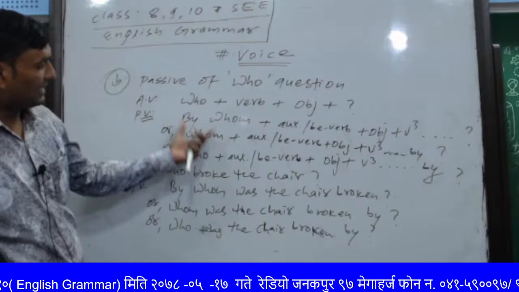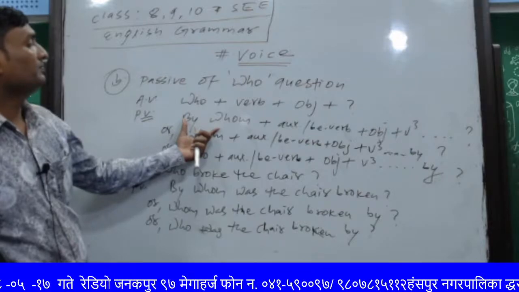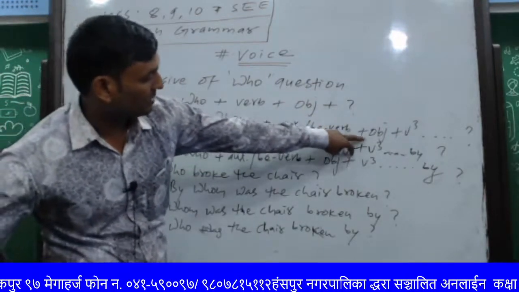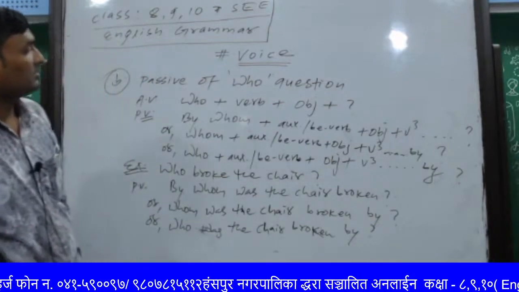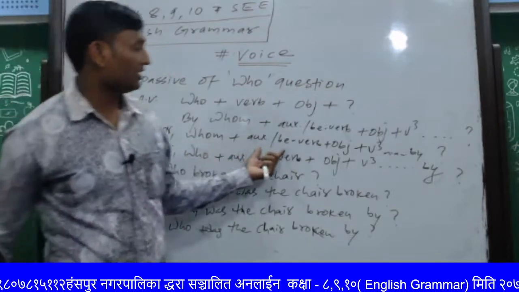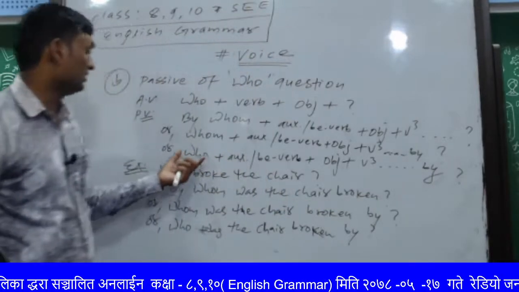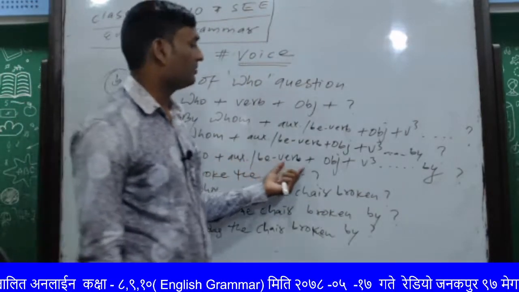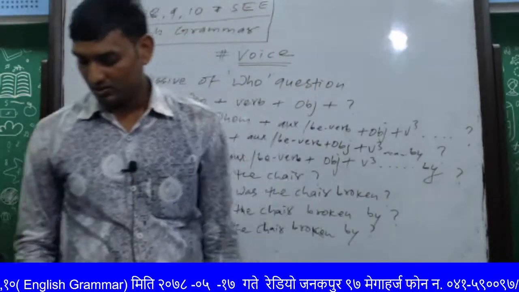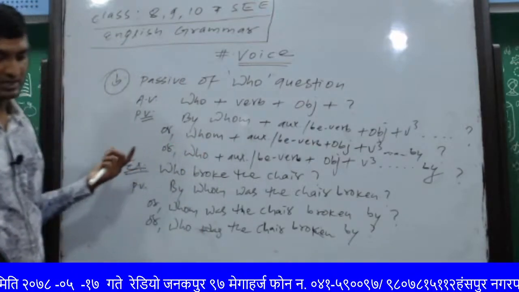There are three structures of passive. The active voice is who plus verb plus subject? The passive is "by whom", then auxiliary or be verb, then object. The second is "whom", then auxiliary or be verb, then object, V3, and at last "by". And the third one is "who", auxiliary or be verb, then object, V3 ... by. In this way we can change the passive of "who" questions.